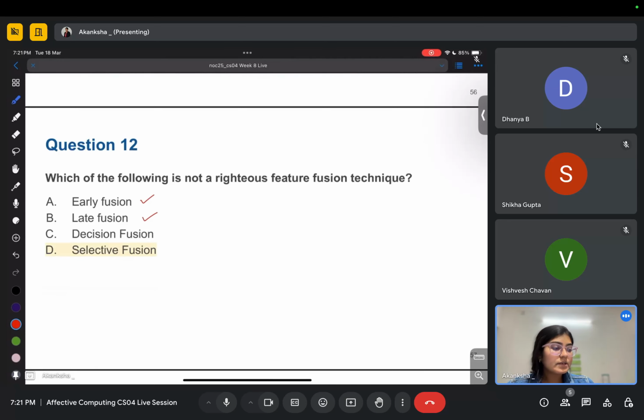Late fusion, of course. Decision fusion, same as late fusion. That means we are having some decisions from different pipelines and we are combining the decisions itself, not the features. This is also known as feature fusion. Okay, feature fusion, late fusion, decision fusion. So they are all valid techniques. So selective fusion is not a feature fusion technique.